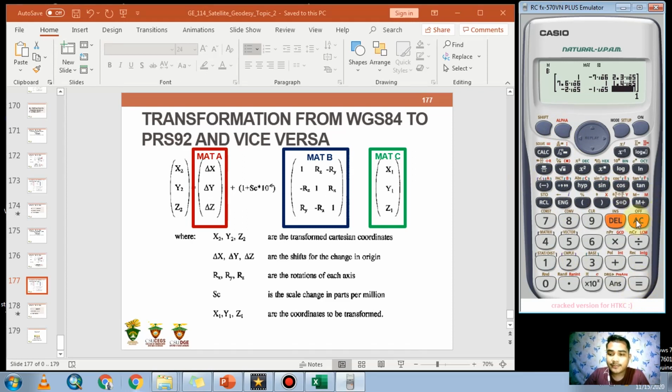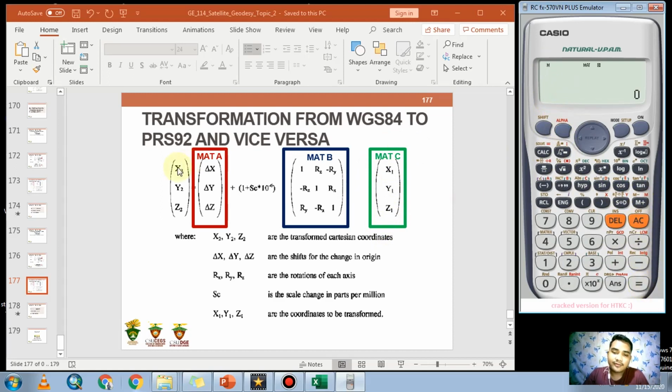Next, shift matrix, dimension 1. This is where matrix C goes, which is 3 by 1. We enter X1, Y1, Z1, which are in X, Y, M. So alpha X equals, alpha Y equals, and alpha M equals. We're good, so let's go back.